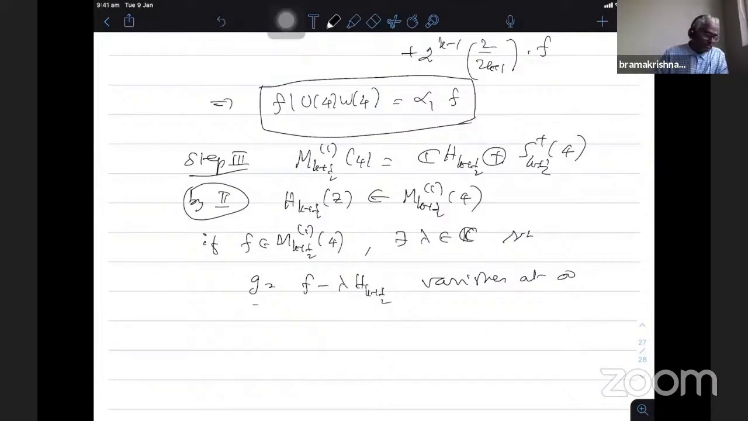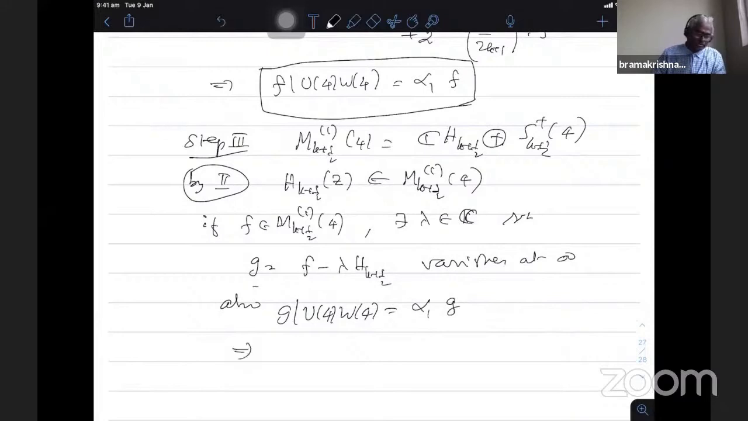This implies, and also both are eigenfunctions under alpha 1's eigenspace, because M_k^1 is nothing but the alpha 1 eigenspace. Yes, the plus space also is in the alpha 1 eigenspace by step 2. Therefore, both are eigenfunctions with respect to the alpha 1 eigenspace. Therefore, this implies g|U4 W4 equals alpha 1 g. Okay, this implies, I put to the other side, g|W4 equals G|W4.